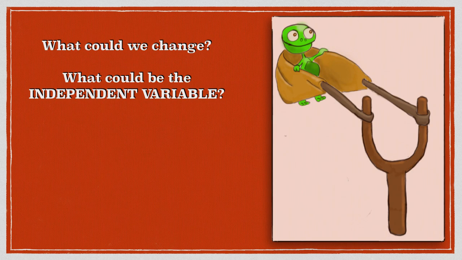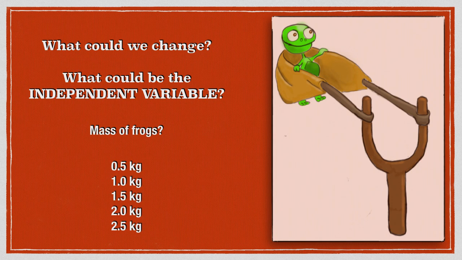What could we change for the catapult investigation? What would be the independent variable? Well, we could change the mass of the frog. We could get 5 different frogs. One's 0.5 kilograms, one is 1, that one's 1.5, one is 2, and one is 2.5 kilograms.